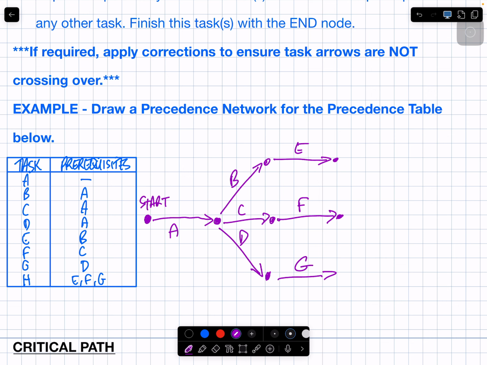Do E, F, and G, do they converge right now? No. You didn't know that in the first place, so you're allowed to do corrections afterwards. E, F, and G have to converge. So I'm going to correct them by doing this. And I'm going to scrub that out. That's going to be G now. That's going to be E now. And then what does H require? H requires E, F, and G to have happened. Like that.